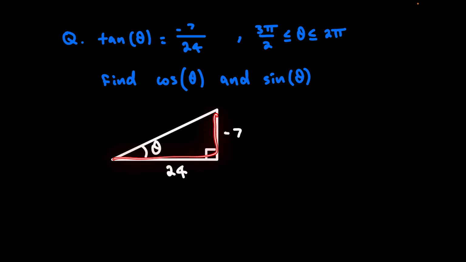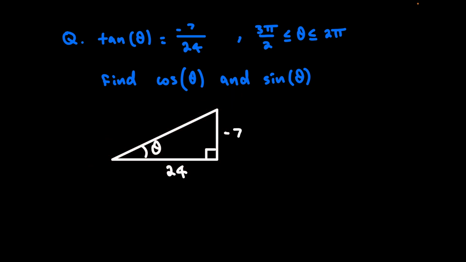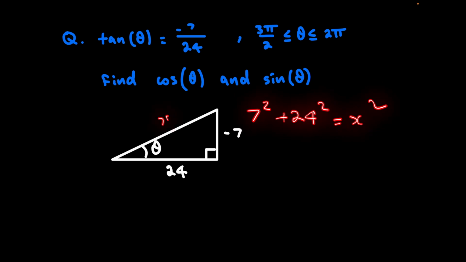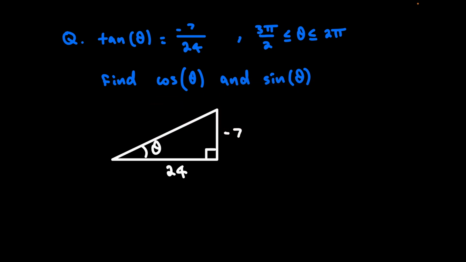So now using this triangle, let us work out what the hypotenuse is going to be. So using Pythagoras, we can say that 7 squared plus 24 squared is equal to x squared. That's our missing side x. So that means x is going to equal the square root of all of this, and what we get is 25. Okay, so that means the final side length is actually just 25. Cool, so now we have this triangle.